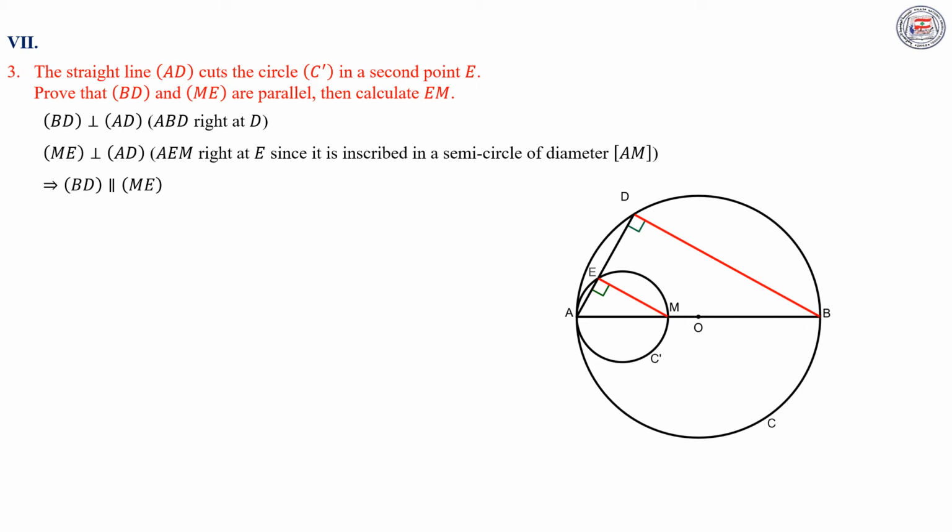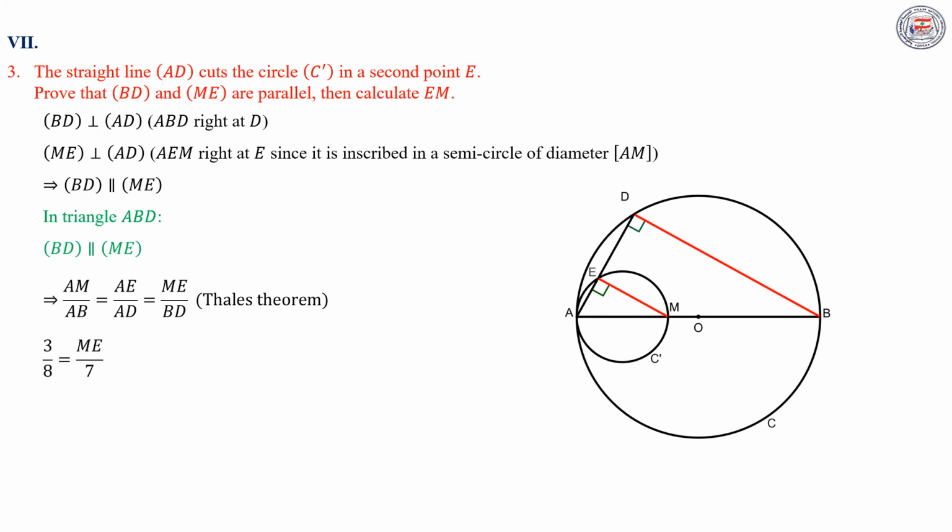We still have to calculate EM. In triangle ABD, we have proved that BD is parallel to ME. Then we can use, in this case, the Thales theorem. Then AM over AB equals AE over AD equals ME over BD, which is the Thales theorem in triangle ABD. We have AM over AB equals 3 over 8 equals ME over BD, which is equal to 7. Then 8ME equals 21. Then ME equals 2.625 centimeters.